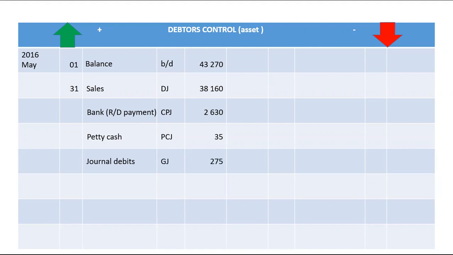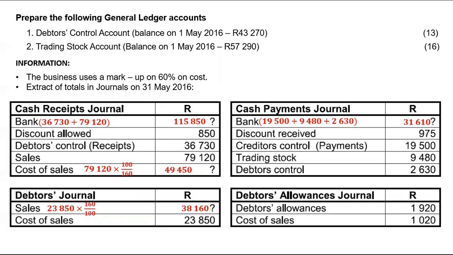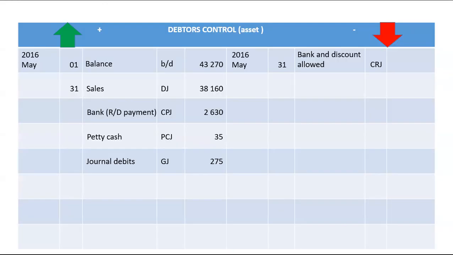Now, what will result in this account decreasing? When debtors pay us, correct? So you will simply write bank plus discount. When debtors pay us, that transaction will be recorded in the CRJ. Now you will go to your CRJ and simply add your discount allowed plus receipts, which is that 850 plus 36,713. And that will simply give you your total of bank plus discount allowed, which was recorded in the CRJ. When you add the two, you will get 37,580.